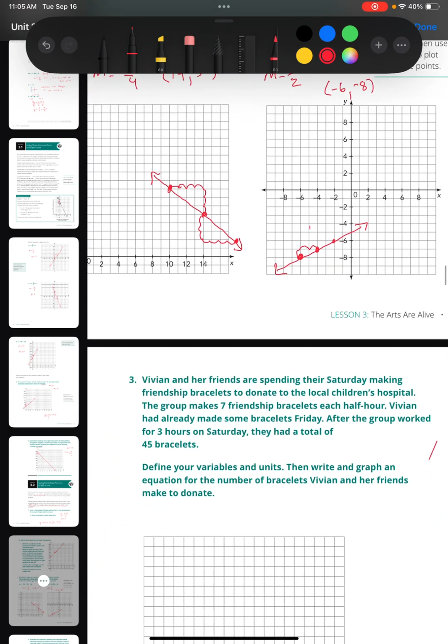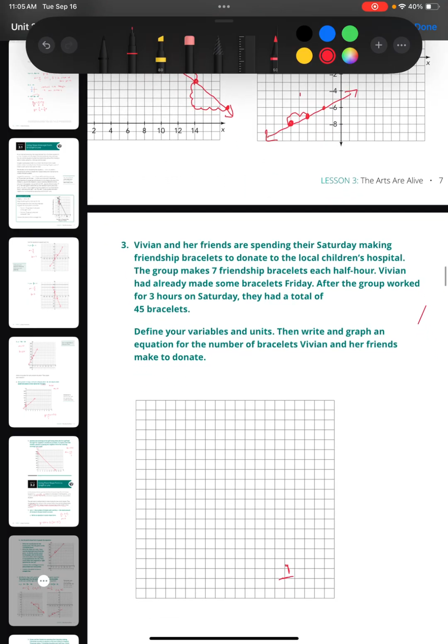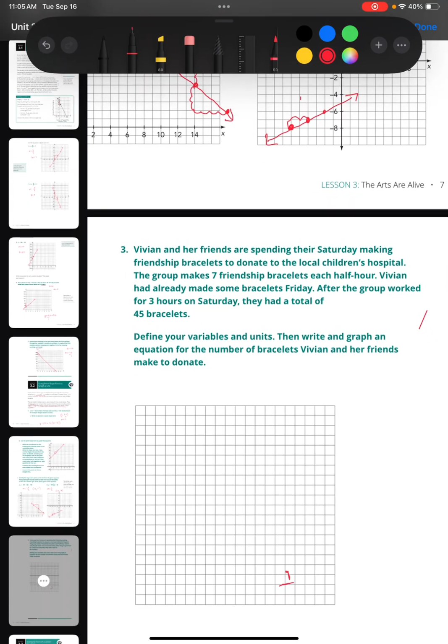All right, another application problem using point slope. Vivian and her friends are spending their Saturday making friendship bracelets to donate to the local children's hospital. The group makes 7 friendship bracelets each half hour. Vivian had already made some bracelets Friday. After the group worked for 3 hours on Saturday, they had a total of 45 bracelets. Well, there's our point. 3 hours, 45 bracelets.